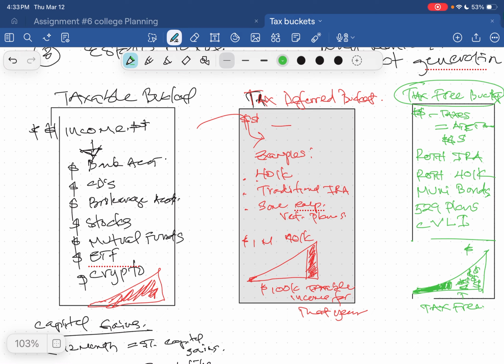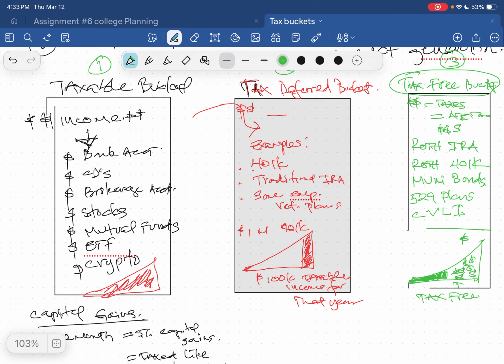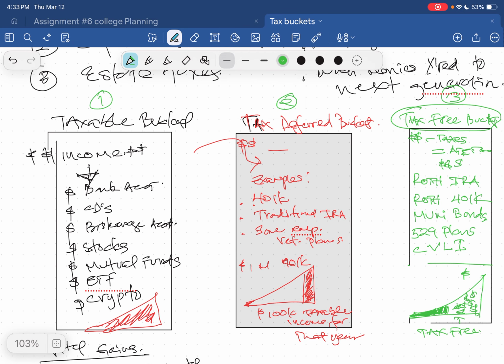So a simple question I usually ask people is this: do you know which of these tax buckets most of your money is sitting in? Is it sitting in the taxable bucket, let's call it bucket number 1? Is it sitting in the tax-deferred bucket, bucket number 2? Or is most of it sitting in bucket number 3? Understanding where this money is sitting will allow you diversification. It'll allow you a strategy that can potentially lead to lower taxes later on in the future.